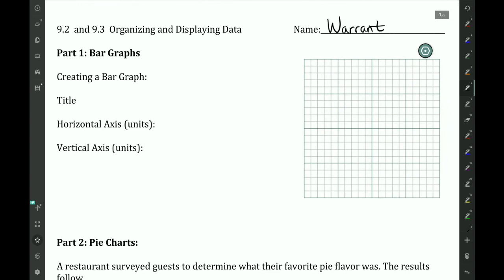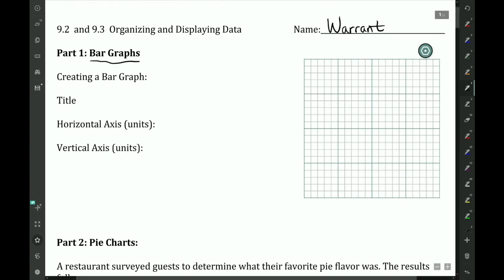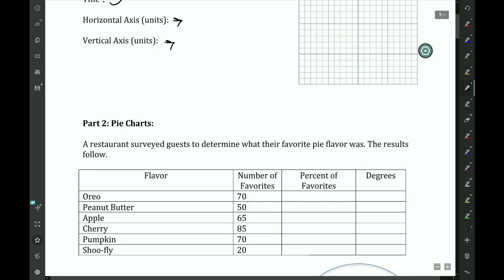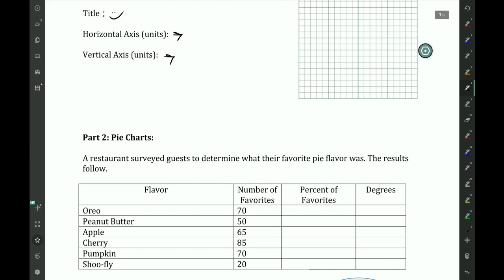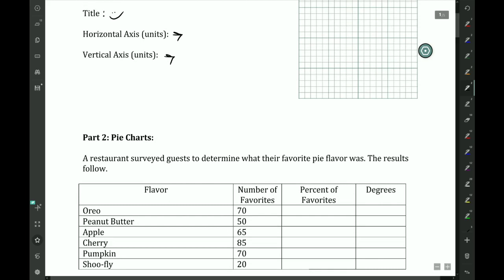The first piece of this unit is going to be pretty simple because you're just making bar graphs. So creating a bar graph, the main aspect I want you to have, you're older now, is a title, and I want you to label your horizontal and your vertical axis. For our sake, we are going to use the pie data. We have six different things, so just use your best knowledge to make them the same size interval on your graph.